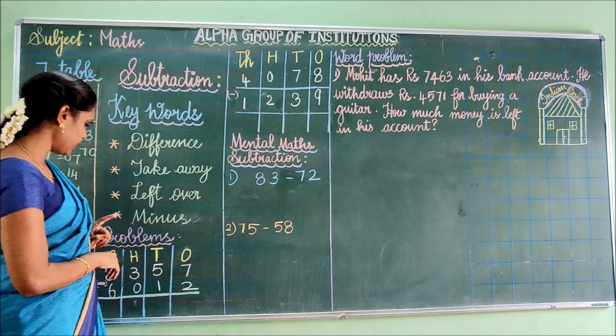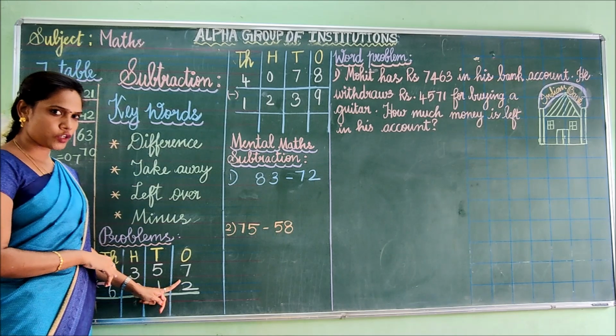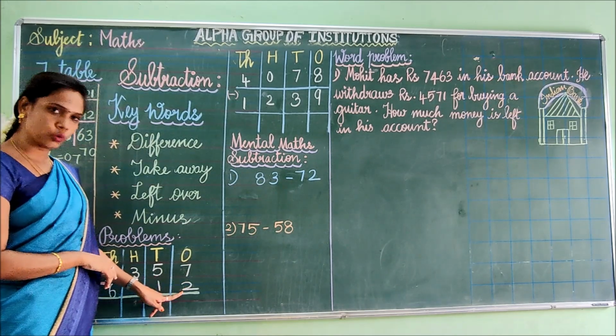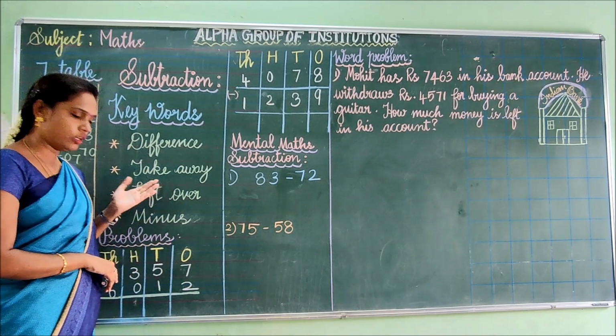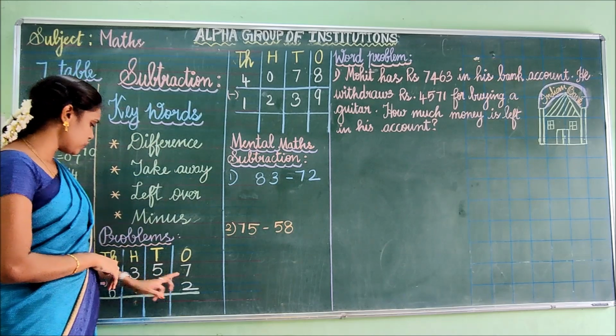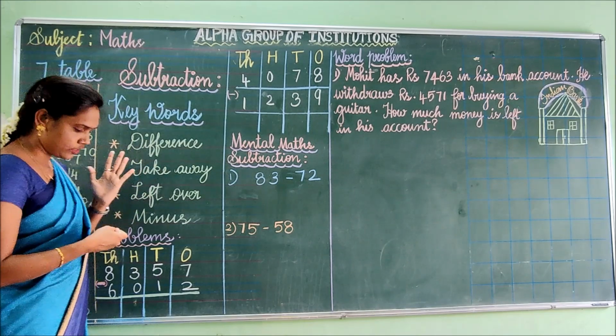Understand? Yes. So see here, 7 minus 2. First step, what do you have to do? Check the number. See, 7 is greater than 2. Understood? So we can subtract directly. No need to borrow. We can subtract this one directly, children. See here, 7 minus 2. What is 7 minus 2? So 7 minus 2 is, very good, 5.